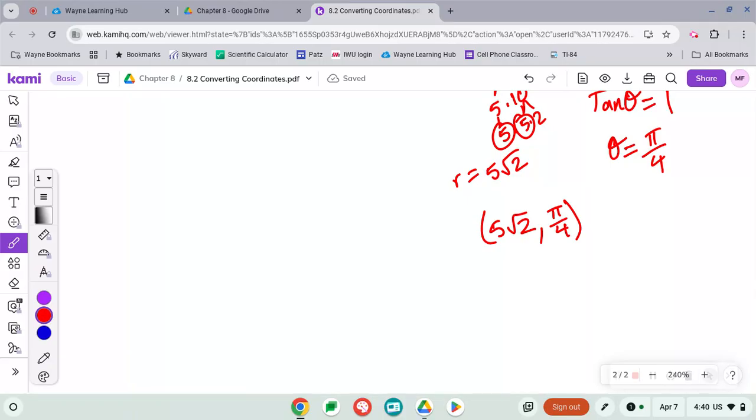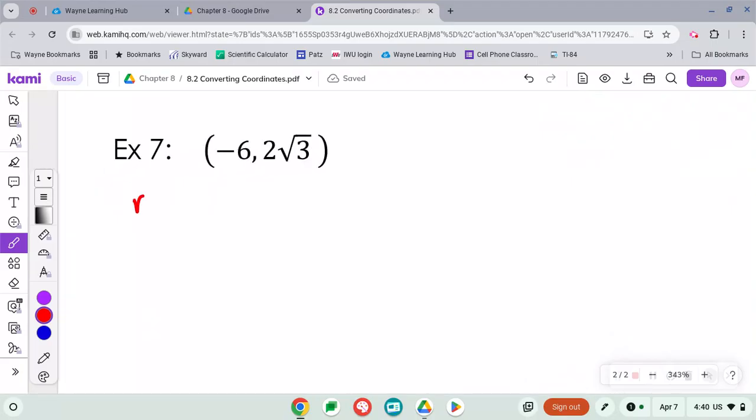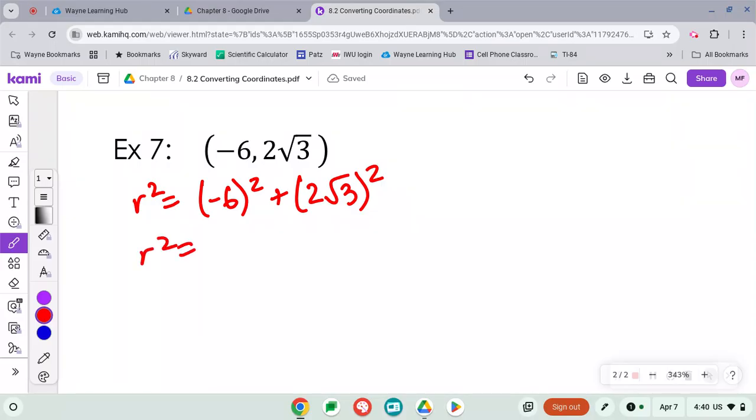All right, 2 more problems. So on number 7, if you want to pause the video and try one of these on your own, that's fine. Number 7, r squared equals negative 6 squared plus 2 root 3 squared. This one maybe gives you a little trouble on that part, but negative 6 squared is 36 plus, if you're struggling, remember 2 root 3 times 2 root 3 is what that's saying. 2 times 2 would give us 4. Root 3 times root 3 will give us 3. 4 times 3 is 12, okay?